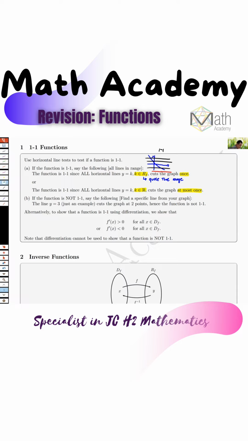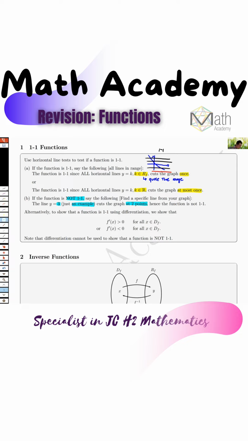However, if you are going to say that something is not a one-to-one function, you must quote for me an example. Write in the number that tells them that it will cut at 2 points. Don't say generally that certain range will cut 2 times. No, just quote one number. As long as you can find that one number, it will not be one-to-one.